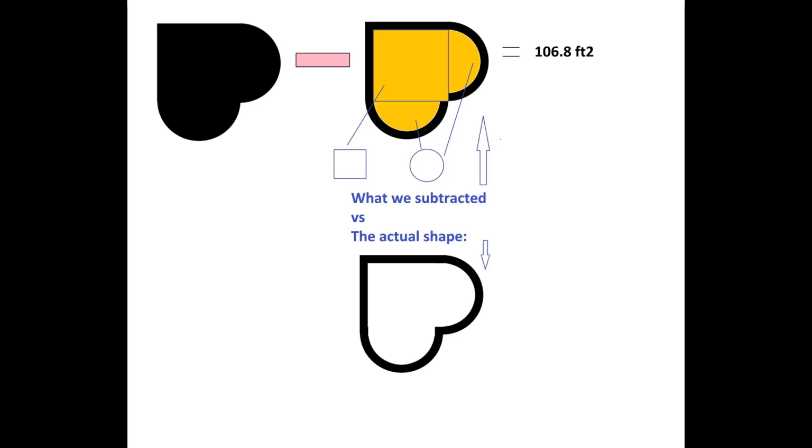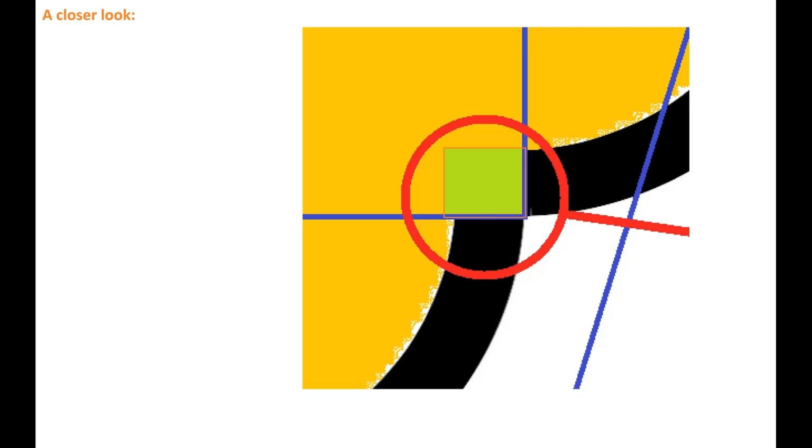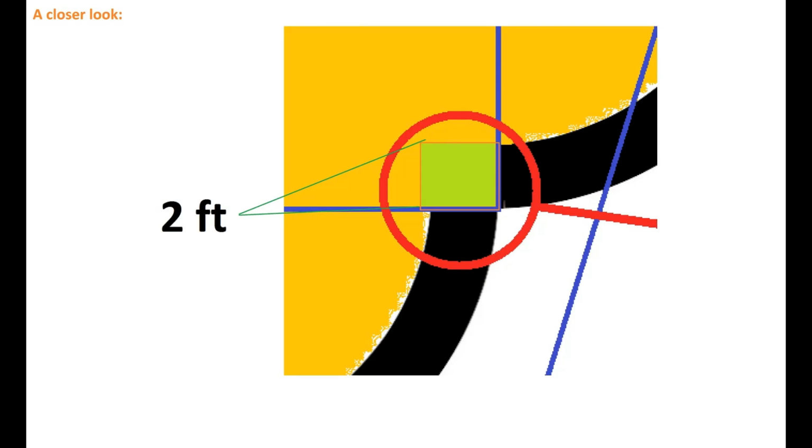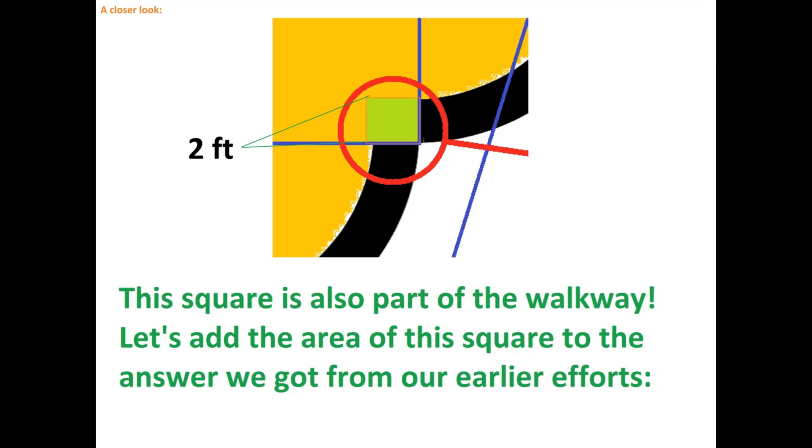We skipped something. What did we skip? We skipped that tiny little square right there. I had to really take a good look at that and do some thinking to figure out how best to explain that to you. But this is the part that we missed. See that little square? The square is part of the walkway. If we take a closer look at it, that square has a side of 2 feet. And since it's part of the walkway, we have to add that area to what we got earlier to get the actual real area of our walkway.